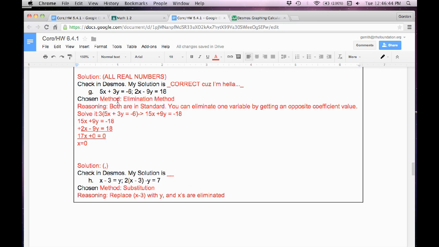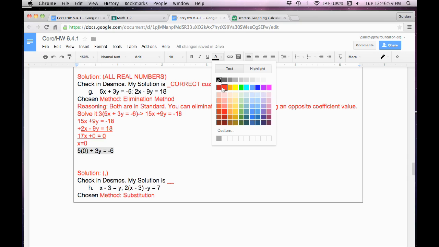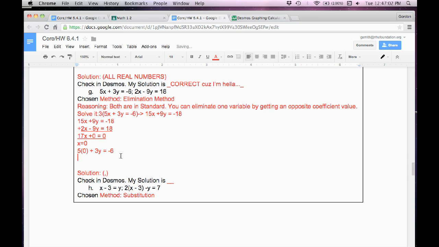And if x is 0, we can plug it into either one of these equations and find y. I'm going to take the first one. We're going to replace the x here with 0 because we know the x is 0, and we're going to use that to find y. Make it red to show it's our work. 5 times 0 is 0, so 0 plus 3y equals negative 6. So if we divide by 3 on both sides, y equals negative 2. So we should get a solution of x is 0, comma, negative 2.